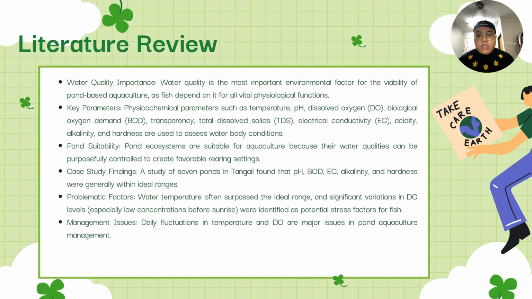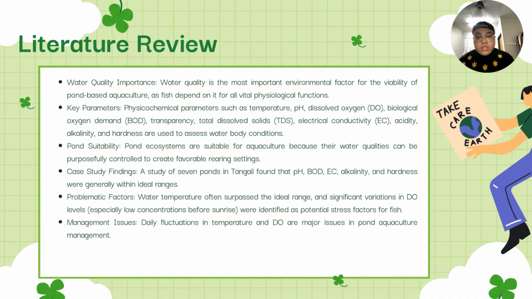So, for pond suitability, pond ecosystems are suitable for aquaculture because their water quality can be purposely controlled to create favorable rearing settings. For case study findings, a study of 7 ponds found that pH, BOD, EC, alkalinity, and hardness were generally within ideal ranges.